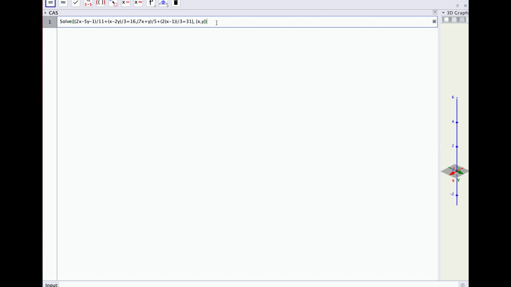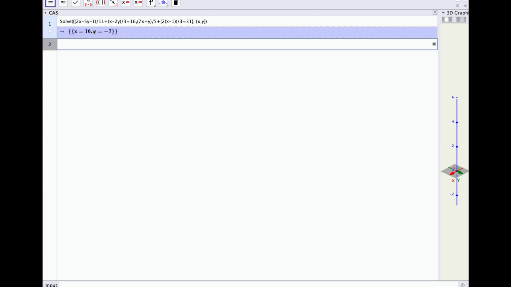The Classic system, the Classic 6 is also the same, might be a little bit easier, but you need to remember, you have to go to this CAS view. And then hopefully when I put this one, you get two answers. X is equal to 16 and y is equal to negative 7, as we were able to calculate it by hand.